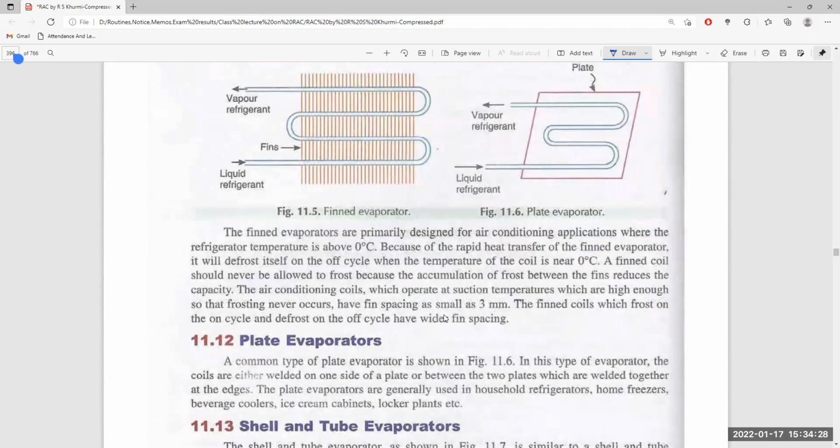A fin coil should never be allowed to frost, because the accumulation of frost between the fins reduces the capacity. Air conditioning coils, which operate at suction temperatures high enough that frosting never occurs, have fin spacing as small as 2 millimeters. The fin coils with most of the frost on the on cycle defrost on the off cycle.